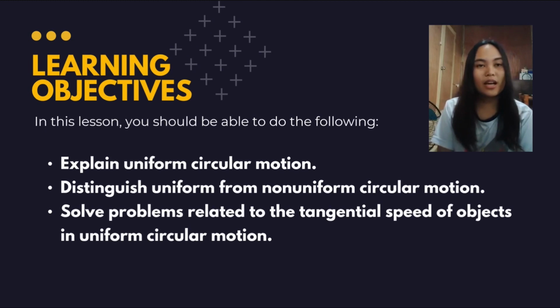We have the next slide, which is the learning objectives. In this lesson, you should be able to do the following: explain uniform circular motion, distinguish uniform from non-uniform circular motion, and solve problems related to the tangential speed of objects in uniform circular motion.